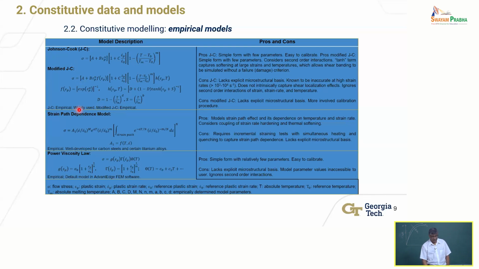This is showing you different types of models. These are the empirical models that I talked about. This is the Johnson-Cook model, which is basically a fit of the yield strength as a function of strain, strain rate, and temperature. There's also a modified Johnson-Cook model. Then there are other types of models which are not only empirical, but also account for the history of how the material deformed, so-called strain path dependence models. There's also this power viscosity law. This is simply saying that I have three functions, one describing the strain hardening behavior, one describing the strain rate behavior, and one describing the thermal softening, and multiplying the three, okay?